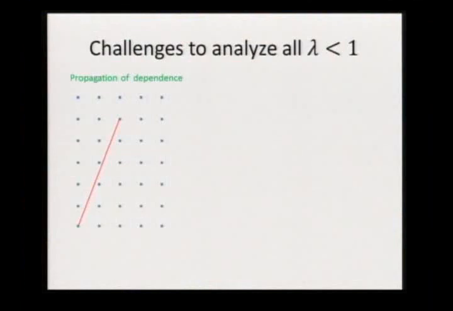So the goal is to try to analyze the case of all lambda smaller than 1. We have the analysis for small lambda that goes only up to lambda smaller than 1/8. But how can we extend it to all lambda smaller than 1? There are some challenges to that. The first one is, if I condition on a triangulation, say with a long edge here.